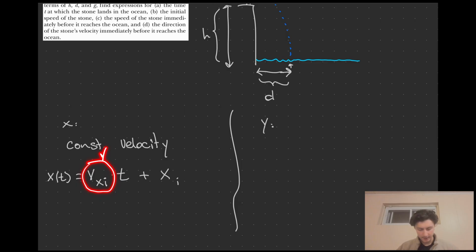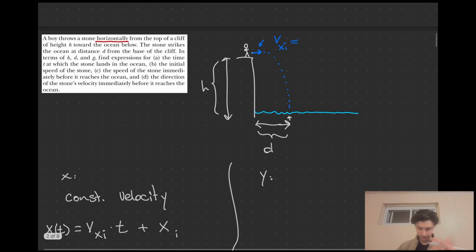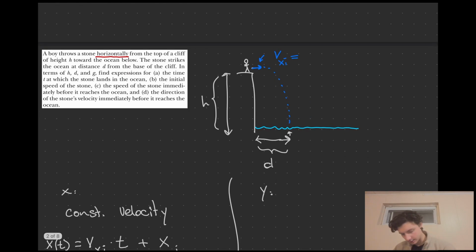So I'm stating this and adding some information to the problem. So right over here, we could even draw this. I could say v initially in the x direction, or v in the x direction initially. It doesn't really matter what you call it, just be consistent, is equal to, well, we don't know. We're just going to leave it like that.